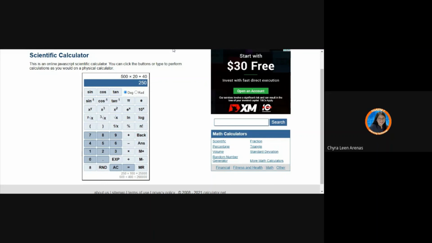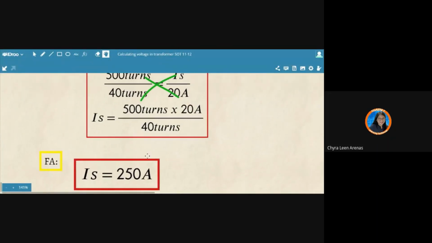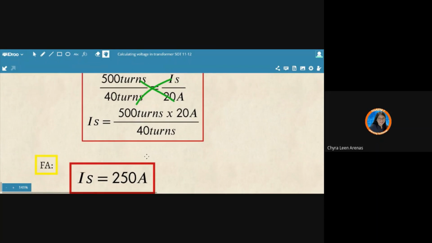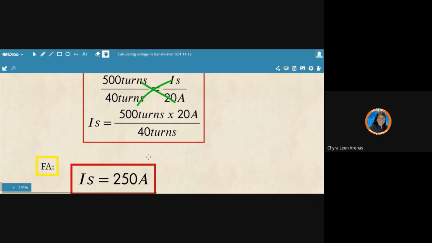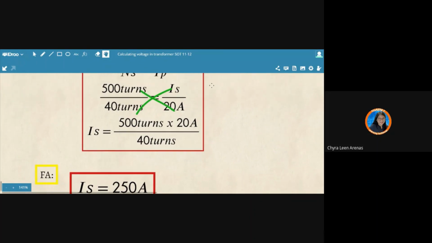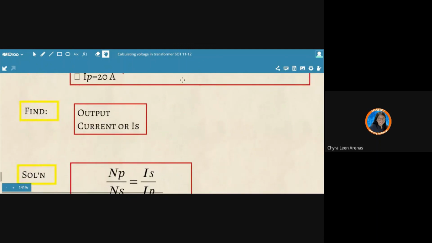Let's check if we got the same answer. So we got 250 ampere. Our secondary current, or the output current, will become 250 ampere. Because it said here we have to find the output current, or IS.